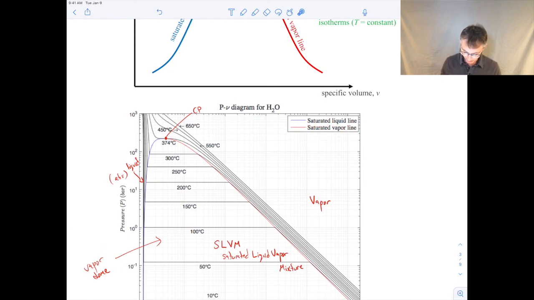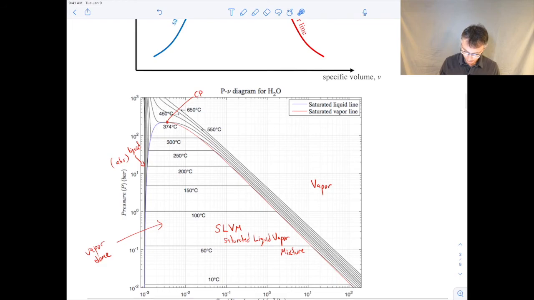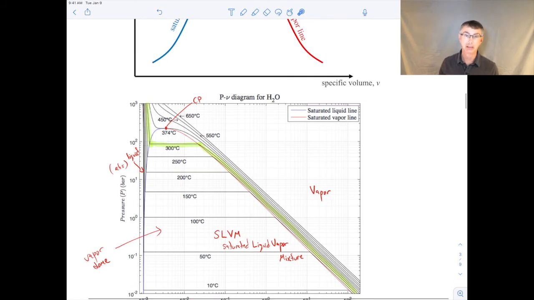Now the lines that you see in this plot are isotherms, and so you see the various temperatures here. So an isotherm, let me just highlight one of those. You'd come down here, this is the shape of an isotherm in this plot. Okay, so you can see this is a constant temperature line that's highlighted by the green there.